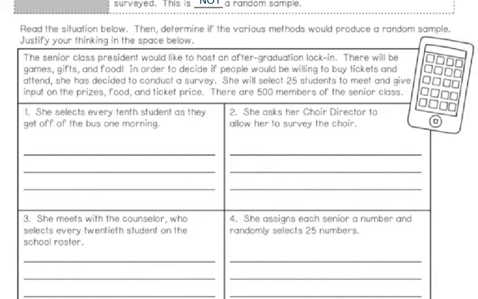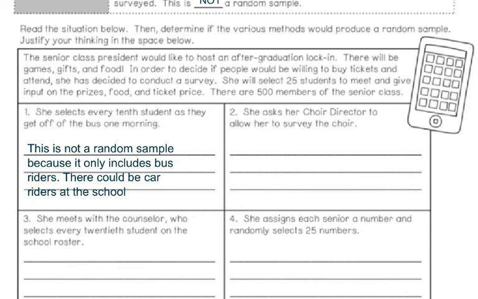At first, this seems like it is random. We're picking some random students in an order, every 10th student. However, you have to think, does everyone get to school by riding the bus? That may not be the case in every school. At our school, we have people that are car riders. We may even have people that walk. If it was a high school, there might even be people that drive themselves to school or that get dropped off. So in this case, this is not a random sample. So for number one, this is not a random sample because it only includes bus riders. There could be car riders at the school.